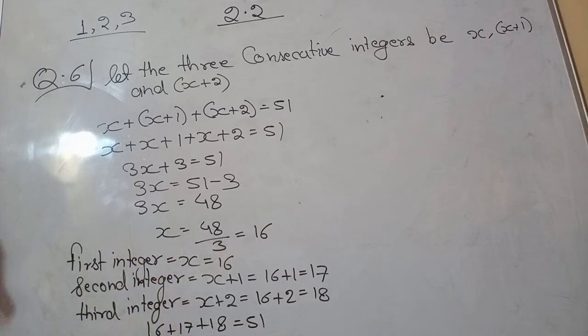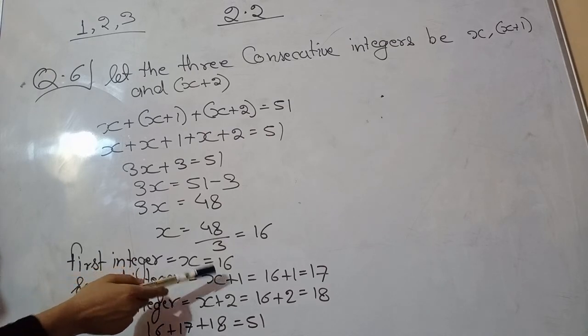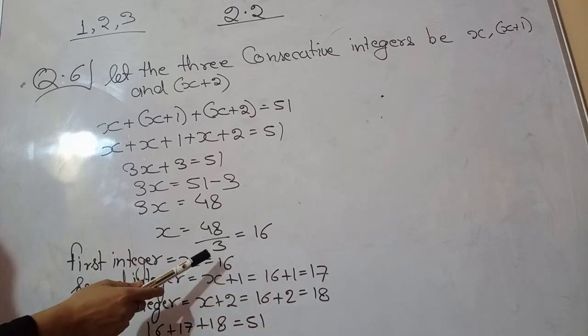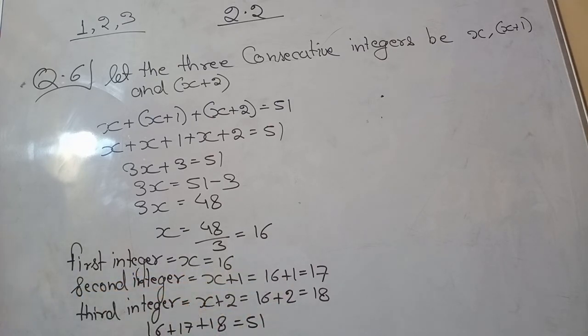Okay. Now x is the first integer. So what is our first consecutive integer? That is 16. Second consecutive integer is 16 plus 1, 17. And third consecutive integer 16 plus 2, 18. So see, one after another 16, 17 and 18. Now let us check our solution. When we add 16, 17 plus 18, the result will be 51. It means the value which we have obtained for the given consecutive integers is correct. Okay.